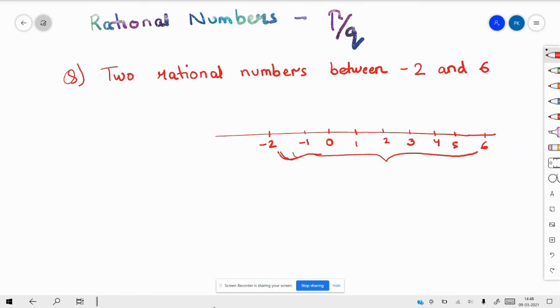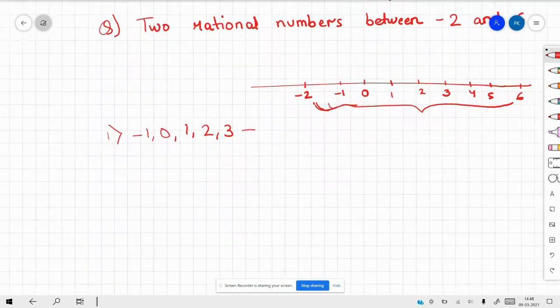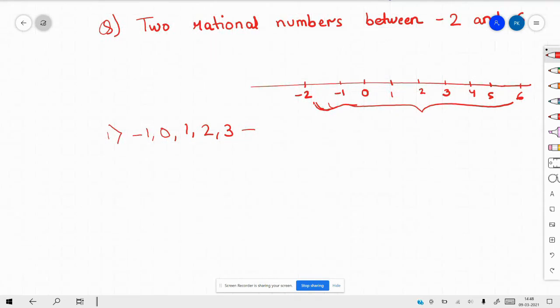So the first approach can be that you directly write -1, 0, 1, 2, 3. These are the numbers that lie between -2 and 6. That is one way of doing it. The other way is that we can find the middle point between -2 and 6, and say that that number is a rational number. Here the question is quite simple, so we can follow a direct approach, but generally the question will not be so simple. So we need to understand the midpoint approach as well.